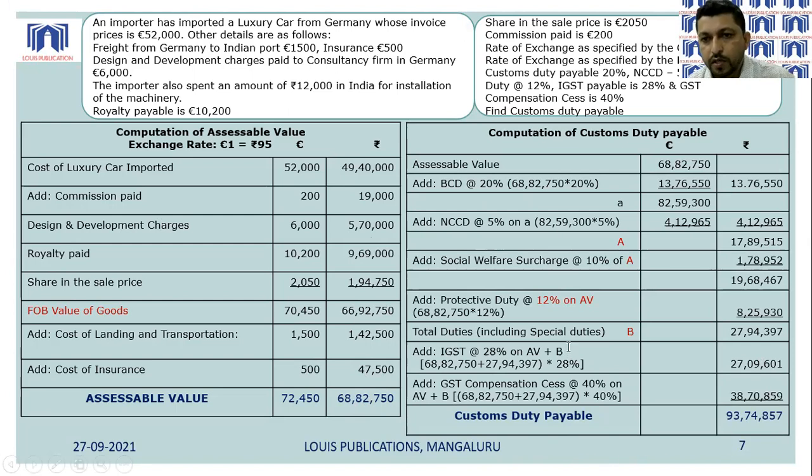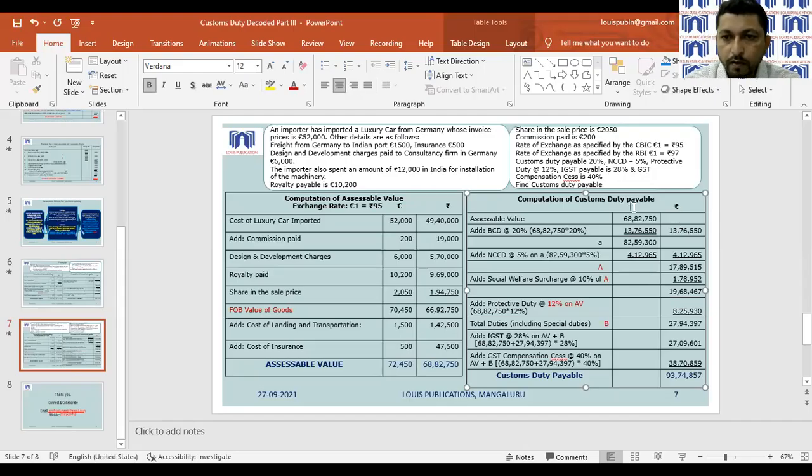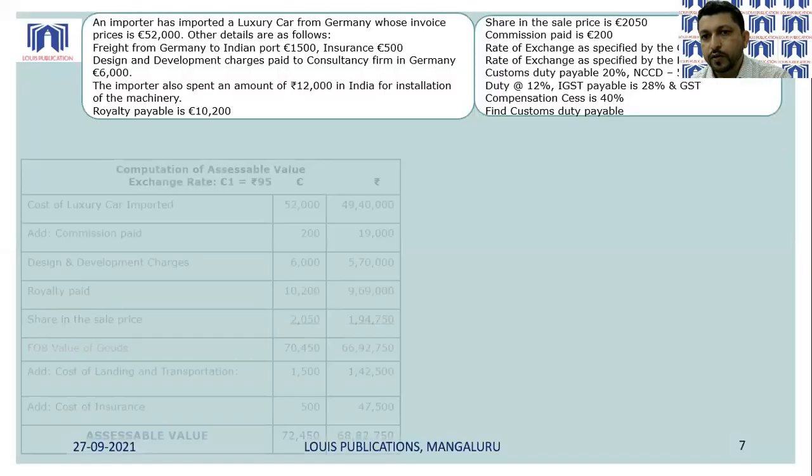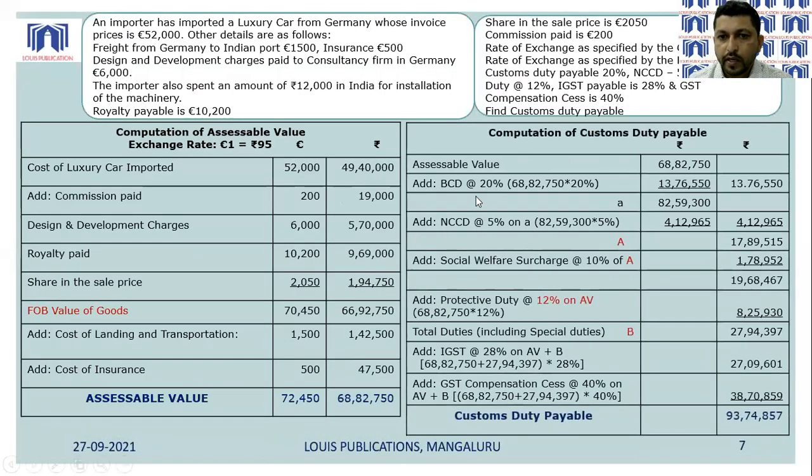This column is the rupees column. So let there be no confusion at all. It's a rupees column as far as the calculation of customs duty is concerned. Then we have the assessable value, which is 68,82,750. Then BCD is given at 20%. Customs duty payable, 20% is given.